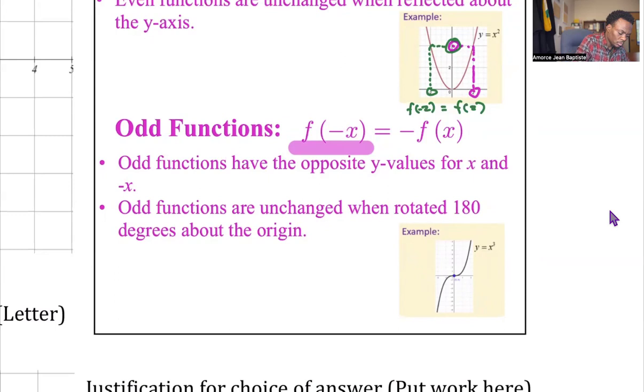Here's an example. Take f of x equals x cubed. Let me just take x cubed.